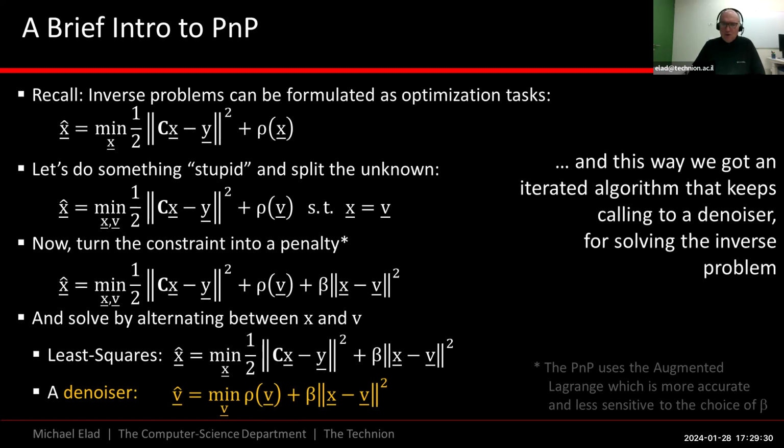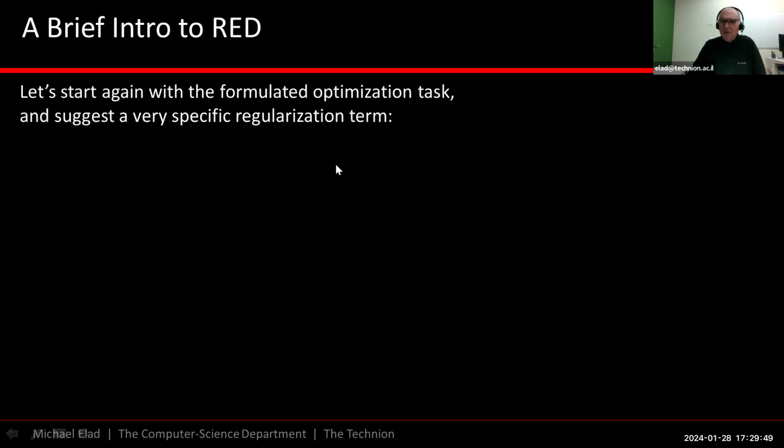The plug-and-play approach is working great, but it has some sensitivities, and proving its convergence is not that trivial, which had many people working on follow-ups to this paper. And here is what we did in the paper called RED, Regularization by Denoising. And our starting point was very similar. This is the expression we are trying to minimize.